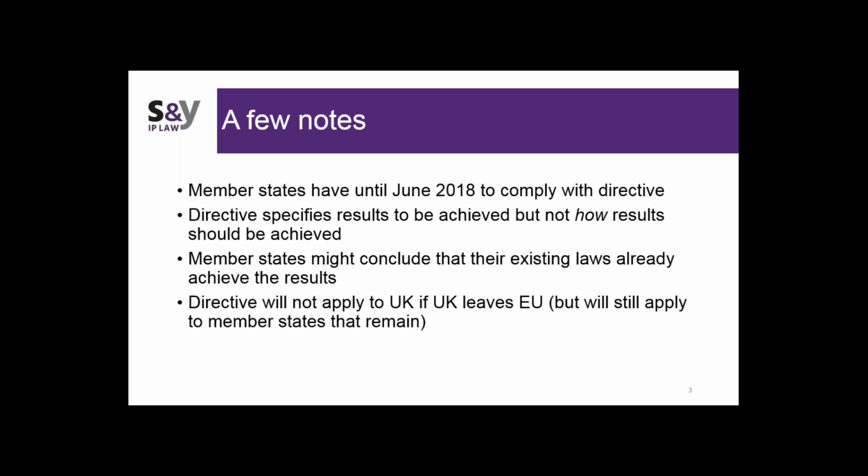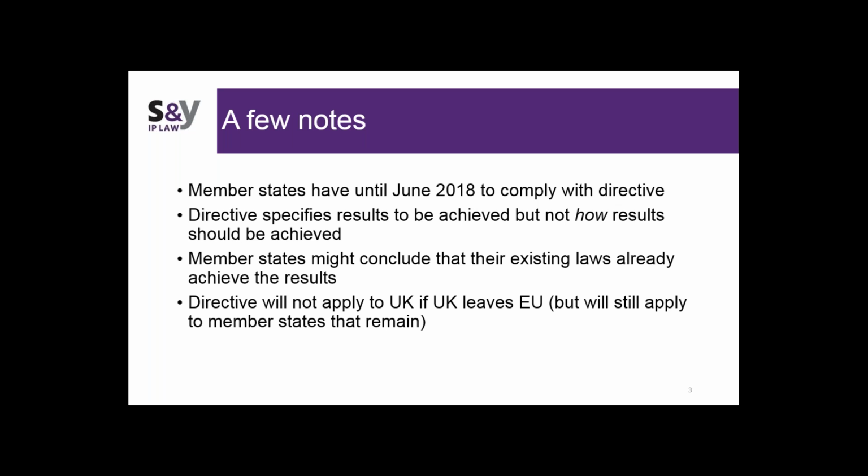First of all, although the directive is already in force, the EU member states in fact have until June 2018 to comply with the requirements of the directive, so there is still time for member states to make sure appropriate national law is in place. Second of all, although the member states do have to achieve the results specified in the directive, the member states have freedom to determine how they will achieve the results, i.e. through what sources of law and with what details. Third of all, some member states might review the directive and conclude that actually their existing trade secret protection already achieves the results specified in the directive, and therefore that they do not need to implement any changes.